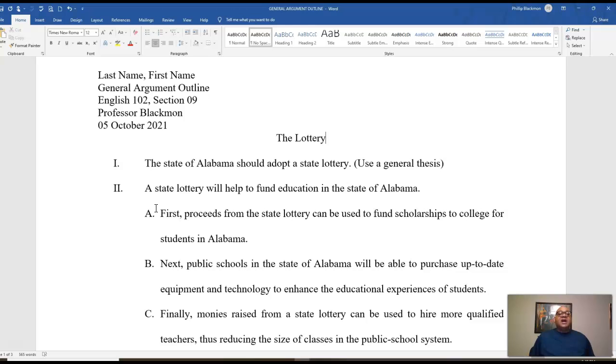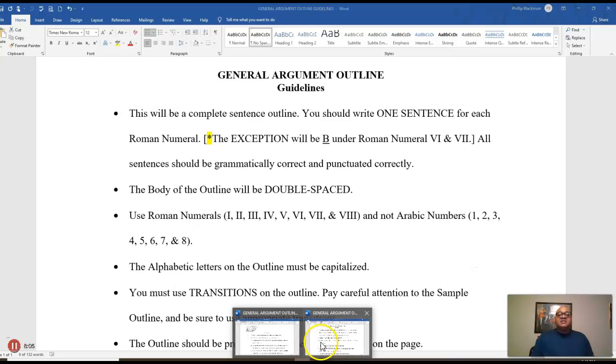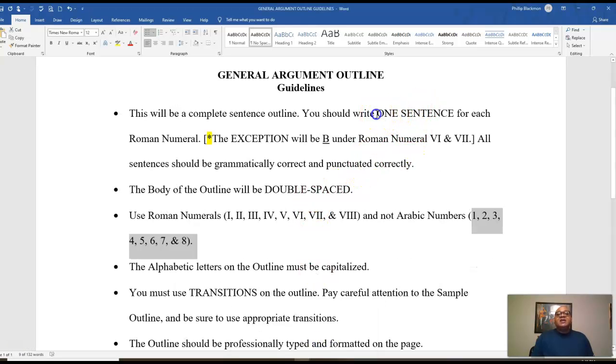I will cover this again for the assignments that you're going to do with this. What is your position on the issue? The state of Alabama should adopt a state lottery. Period. One sentence. One sentence that only states your position. If you write 2 sentences, I'm going to deduct points, probably 6 points, because you obviously did not hear me when I said write 1 sentence, and you obviously did not read the guidelines that say 1 sentence.